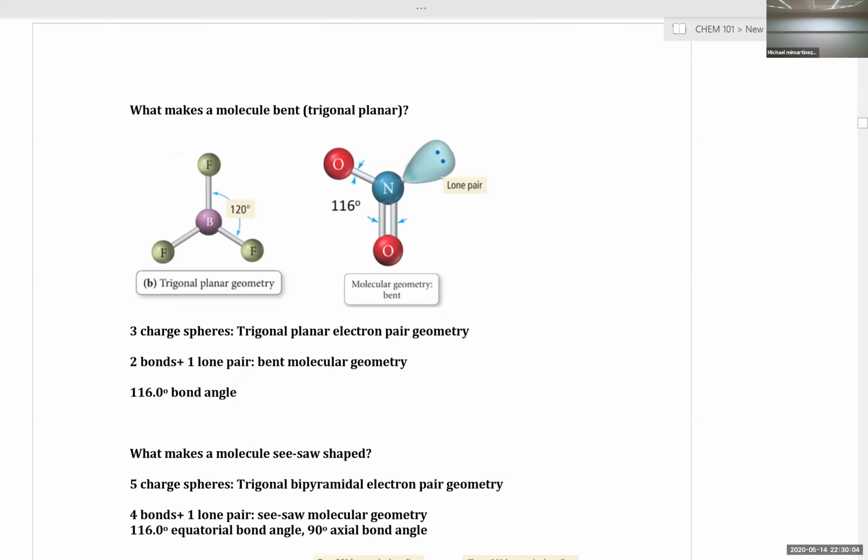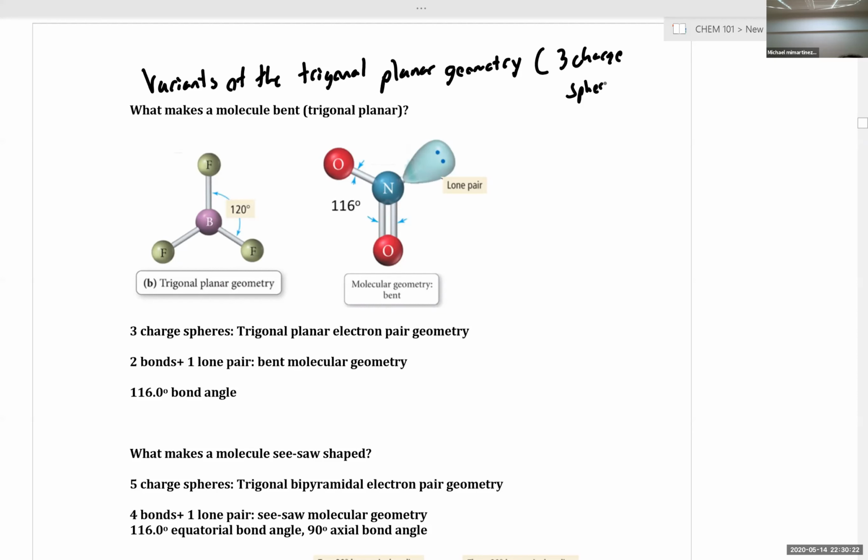Let's look at the next variant. These are variants of the trigonal planar geometry. So remember, trigonal planar is three charge spheres. So what makes a molecule bent trigonal planar? We have three charge spheres. We call these quote unquote sp2 centers, and they consist of two bonds and one lone pair.